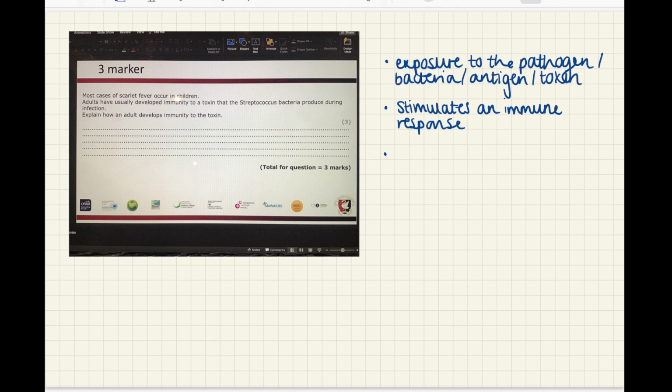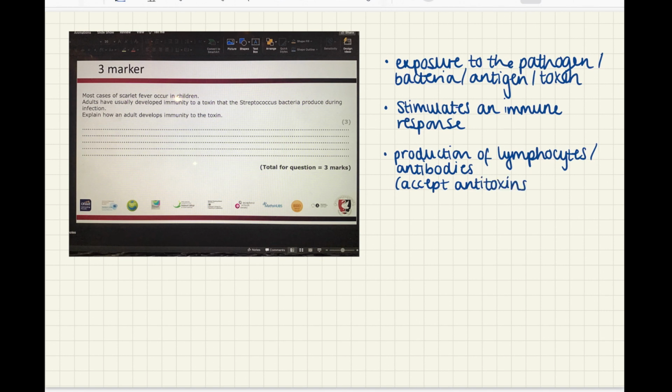And then the next point that you could have is that the immune response really is the production of lymphocytes, or you could have said the production of antibodies, because lymphocytes are the cells that produce antibodies, so it's sort of the same thing. You could also have said antitoxins here. So if you'd said that there was exposure to the toxin, you could say there's production of an antitoxin, but this isn't always on the mark scheme, so I might steer clear of that. And then the final thing is the all-important production of memory lymphocytes.